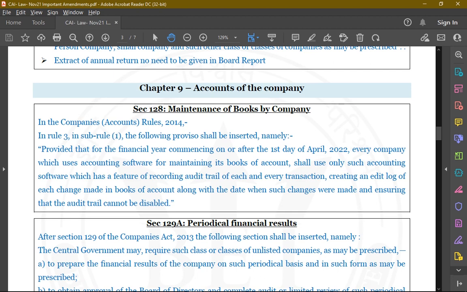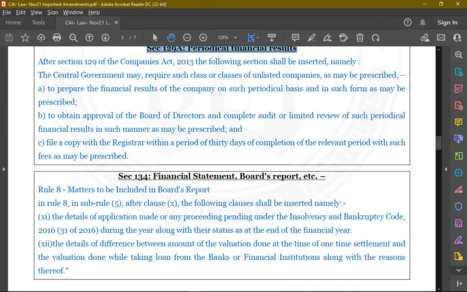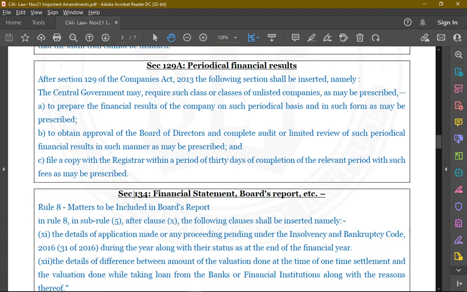Next amendment is from chapter number 9, accounts of the company. So basically there are 3 different amendments that have taken place. The first is from section 128, some amendment taken place in the rules. Section 129A, this is the new section inserted, and third is section 134, which is about the board report, and over here a few more details will be provided. So what are these 3 different amendments?